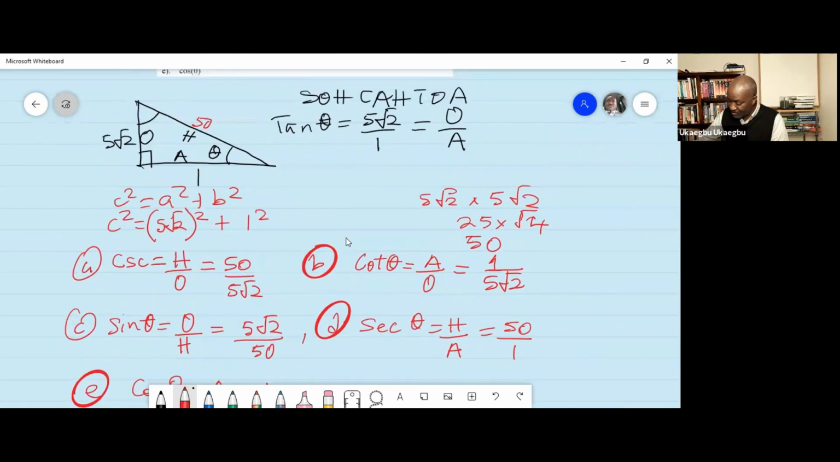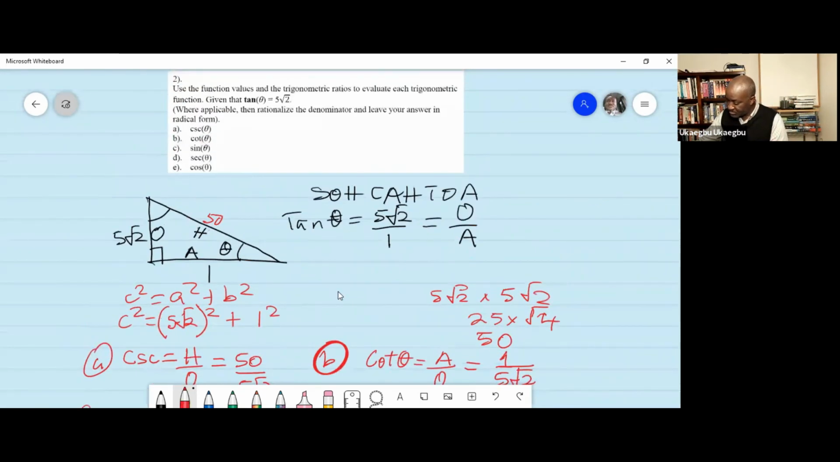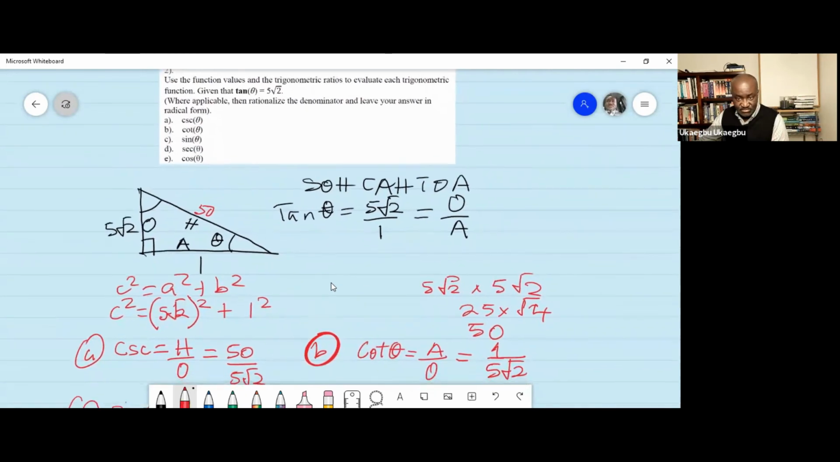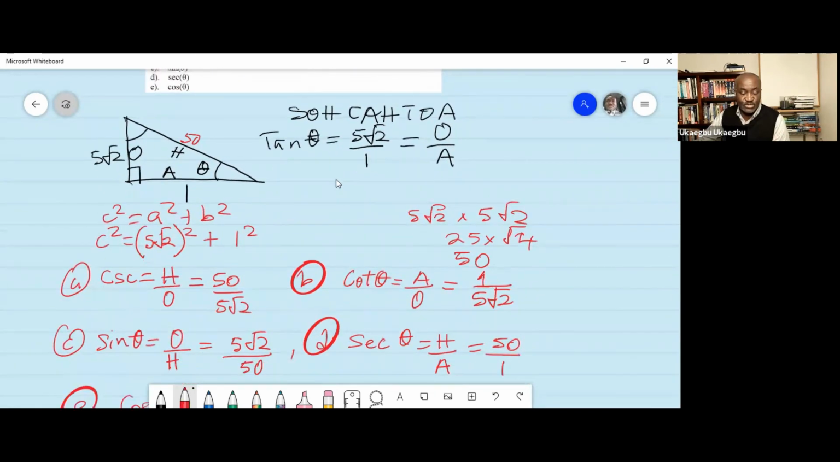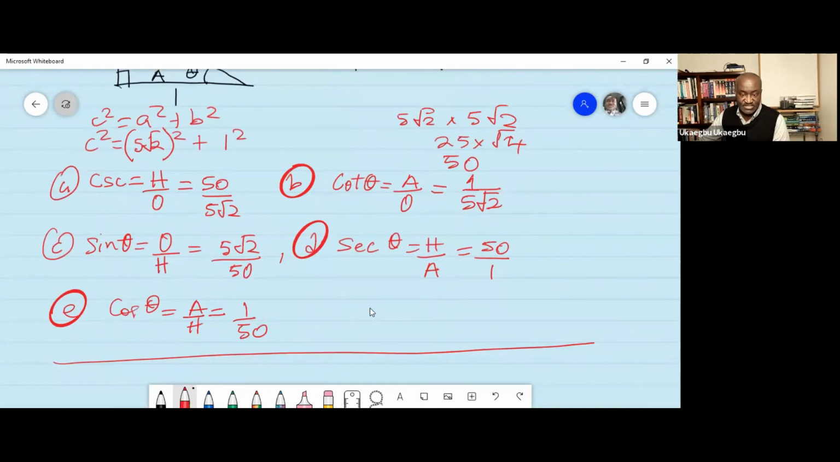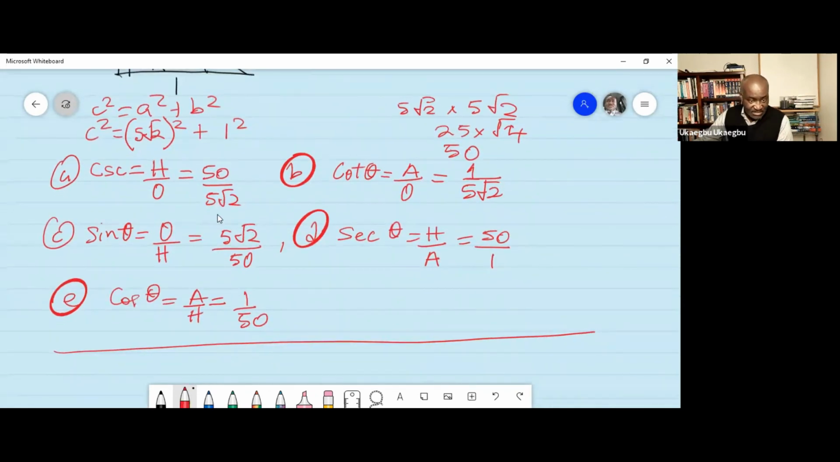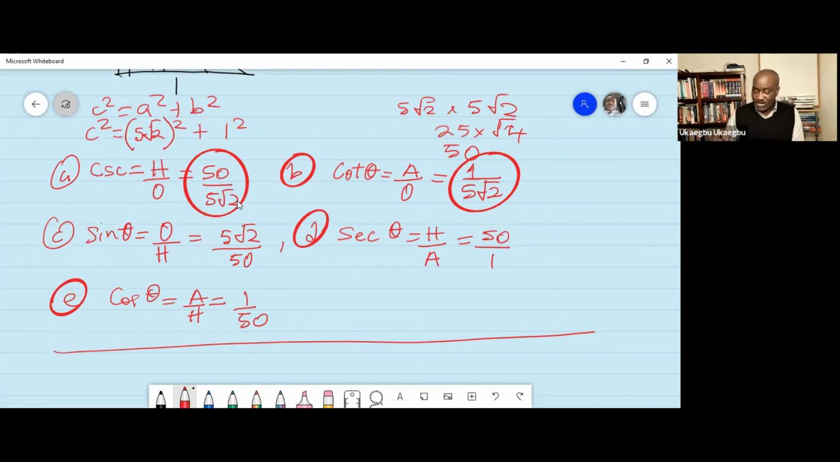It does say where applicable, do what? Rationalize the denominator. It does say that. But let's wait till we do the other one. Then we'll come back to rationalizing the denominator. You see, this one you should rationalize the denominator here, because the denominator has an irrational number. But let's just suspend it for a moment.